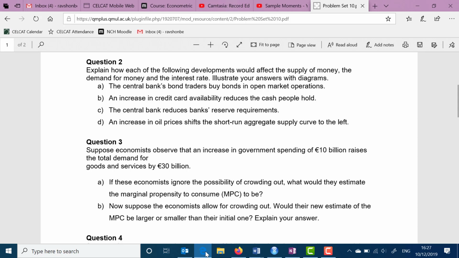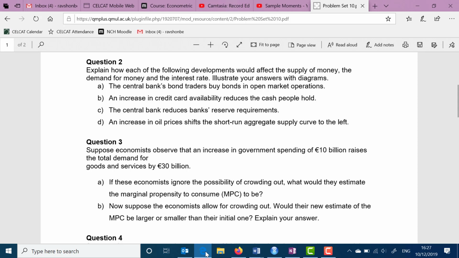Right. B. An increase, guys. An increase in credit card availability reduces the cash people hold. A decrease in demand for money, isn't it? Because when you have a credit card to spend on, you don't need cash, right? Your spending is due to credit card applications, your increase in credit. So as a result, demand for money decreases. Supply didn't change. It's still the same supply.